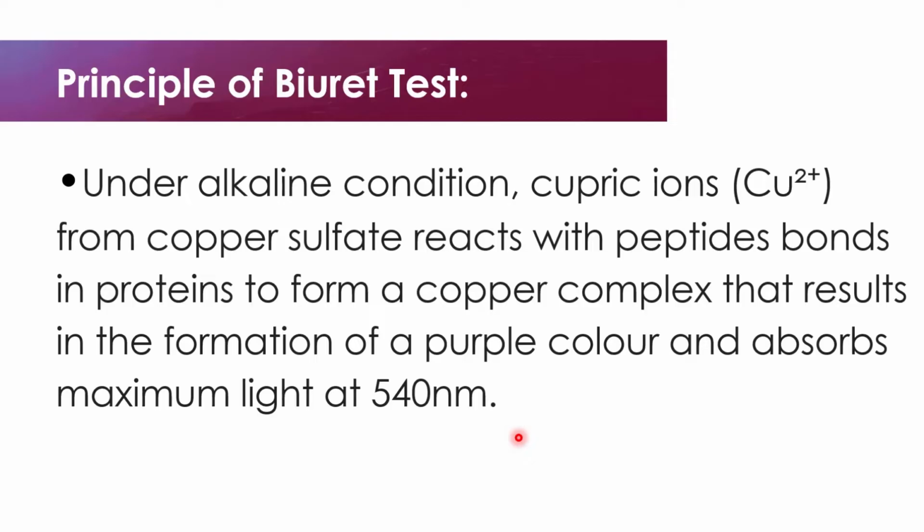Principles of Biuret test. Under alkaline conditions, cupric ions from copper sulfate react with peptide bonds in proteins to form a copper complex that results in the formation of a purple color and absorbs maximum light at 540 nanometers. So this is the principle behind the Biuret test.